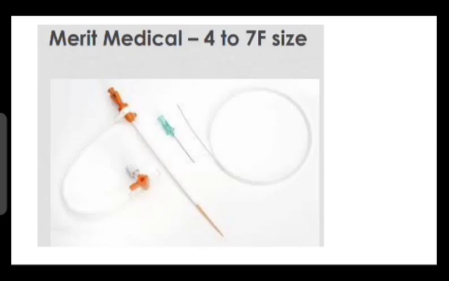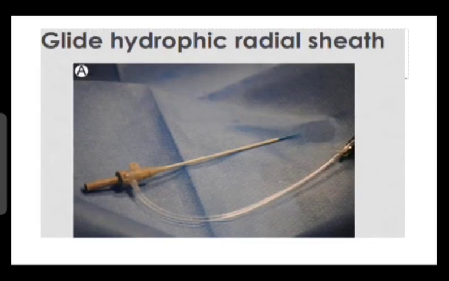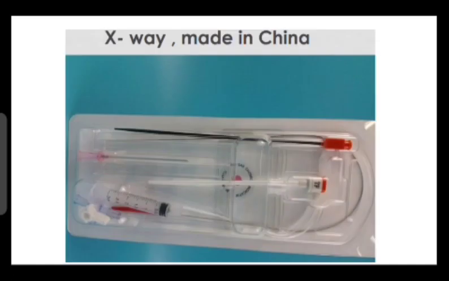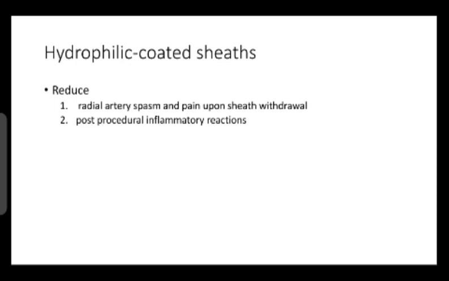This is the Merit Medical 4 to 7 French size. This is the Cordis radial sheath. This is the Glide hydrophilic radial sheath. This is the Nora radial sheath. This is the X-Way, made in China. The Umbra Medical radial sheath is visible in this figure.